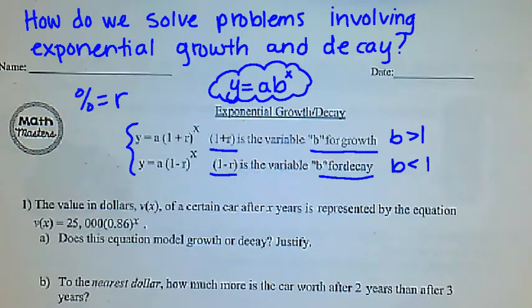If it's smaller than 1, then it's going to be a decay. So we're going to take a look now. We're kind of going backwards from yesterday. We're already going to be given, not for all of them, but for this first one, a function, an equation, and we have to figure out if it is a decay or if it is growth.